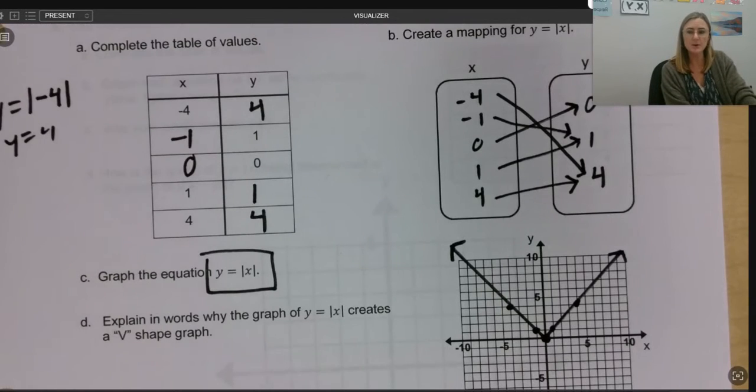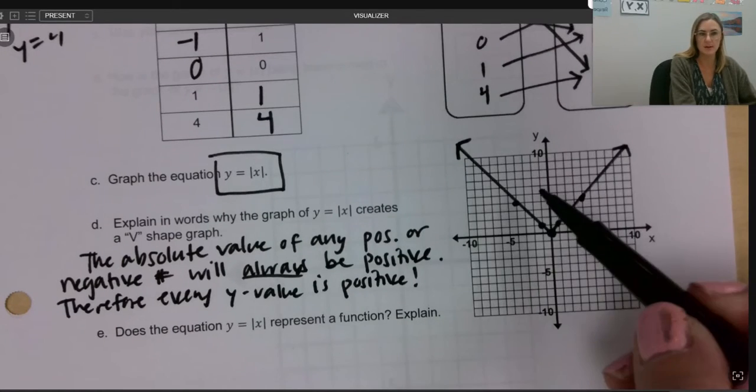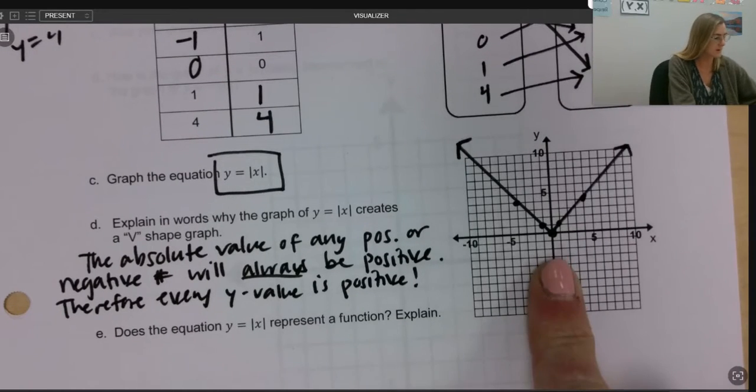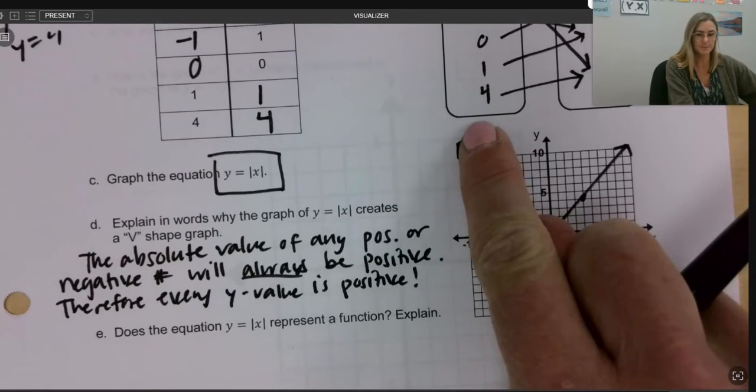So it says, explain in words why it creates a V shape. So the absolute value of any positive or negative number is always going to be positive. So therefore, every single y value here is going to be positive. I'm never going to have a negative y value. That's why my line doesn't continue. It just goes back up on the other side.